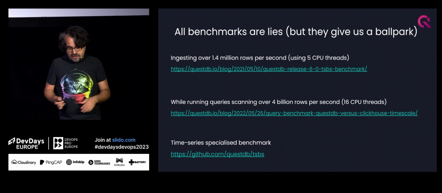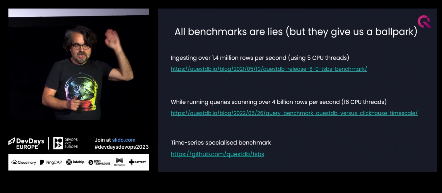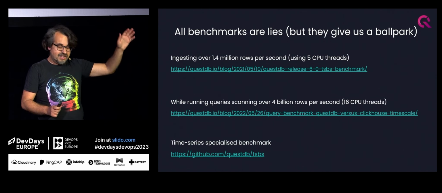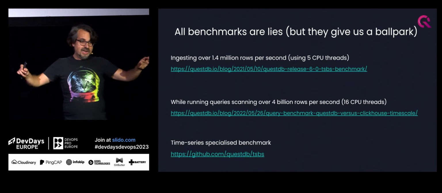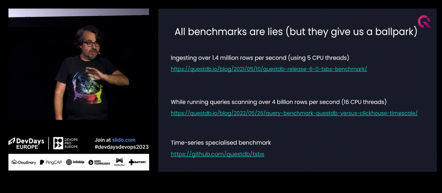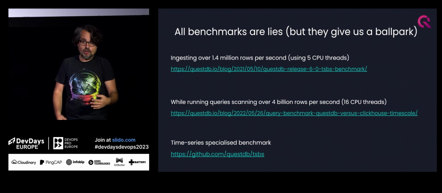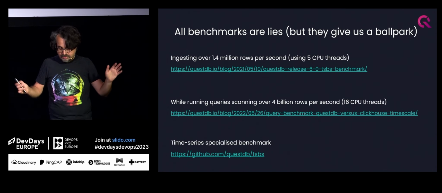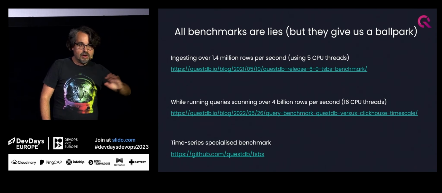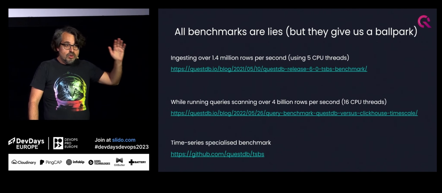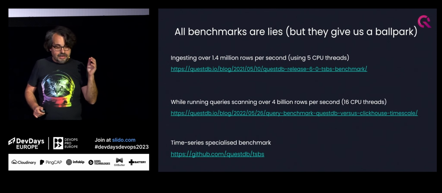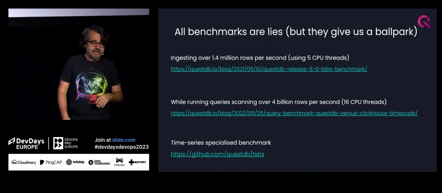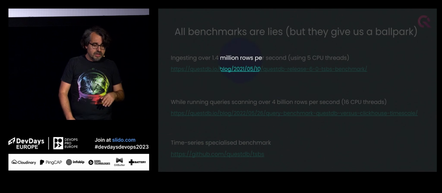So when we're talking about speed, I could show you some benchmarks, but if I tell you my database is the fastest open source time series database, which I believe it is, every other vendor is going to tell you exactly the same, and we are all going to be right. So I don't want to enter a competition about who is faster. I just want to show you some numbers of what our database can actually do. We have some blog posts published with all the details if you want to reproduce it. We can ingest over 1.4 million rows per second.